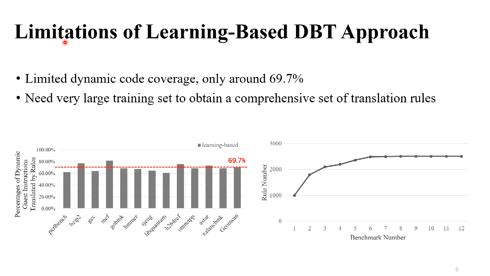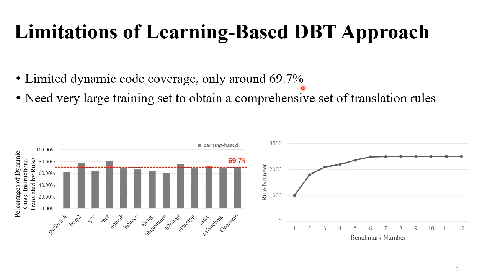Firstly, its dynamic coverage is often limited, which means a substantial amount of guest binaries can't be covered by the generated rules and have to go through emulation or through the conventional translation process. Using SPEC 2006 as a test case, the dynamic coverage is only around 69.7%.